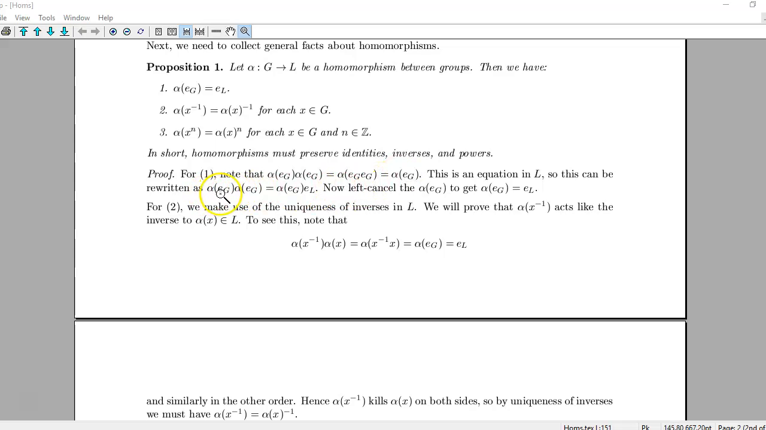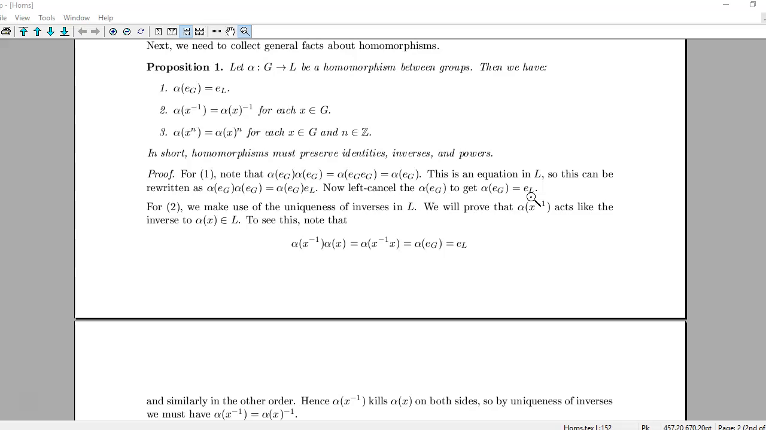So now you get alpha of EG times alpha of EG is equal to alpha of EG times the identity of L, which doesn't change anything at all. But that's an equation in L, so you left cancel the alpha EGs and you get alpha of EG is EL. So there you go. The homomorphism alpha has to preserve the identity in G and map it to the identity in L.